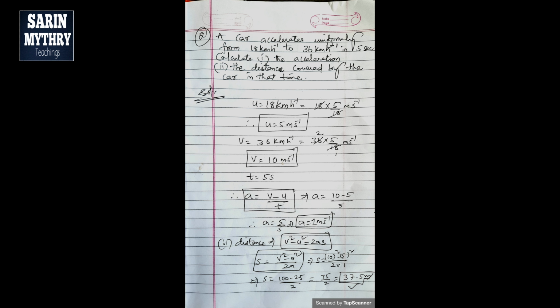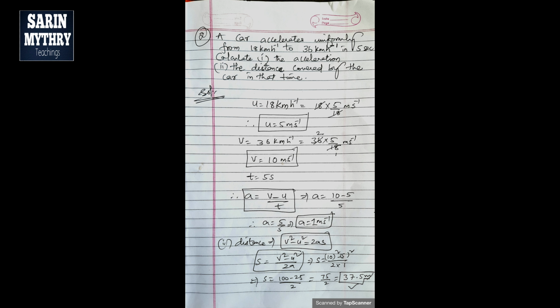It is equal to 36 into 5 by 18. If we do simplification, we get v is equal to 10 meters per second. And time is given as t is equal to 5 seconds. Apply the formula in order to find out the acceleration. a equal to v minus u by t. Therefore, a equal to, v is 10 and u is 5 and t is 5. So it is 10 minus 5 by 5. So a equal to 1 meter per second square.